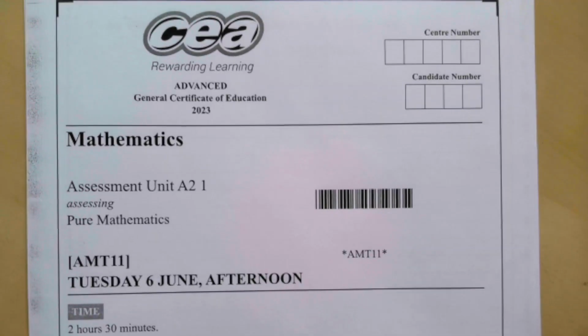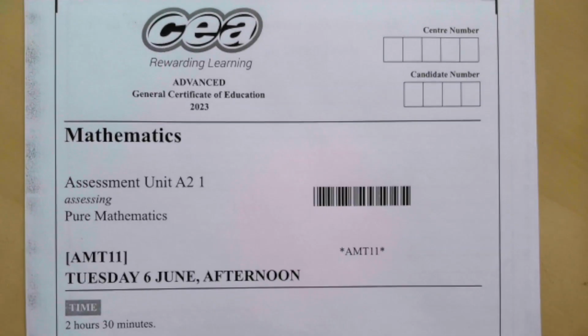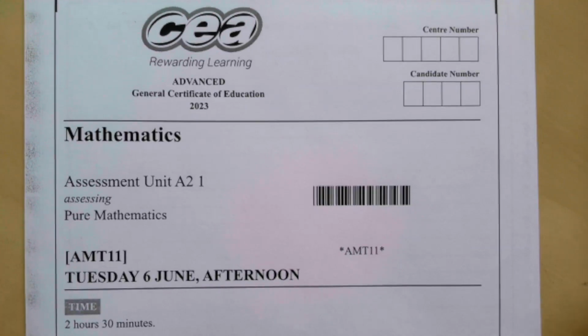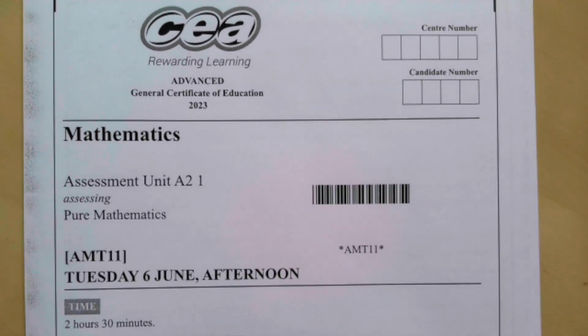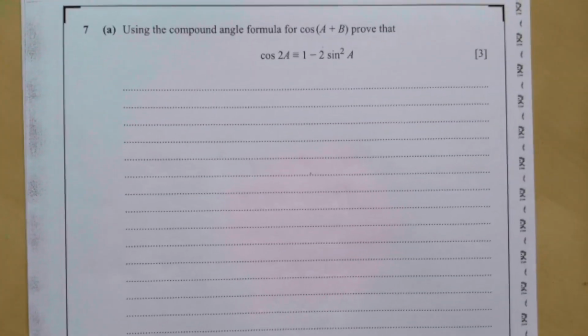There's a question then from the A2 paper. So this is a CCEA A2 Pure Maths paper from June 2023, and we're looking here at question 7, which is mostly trigonometry. So first part is using the compound angle formula for cos(A+B), prove that cos 2A equals 1 minus 2 sine squared A.